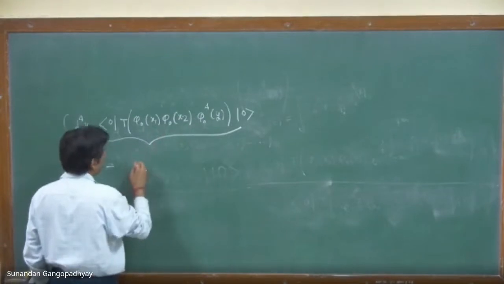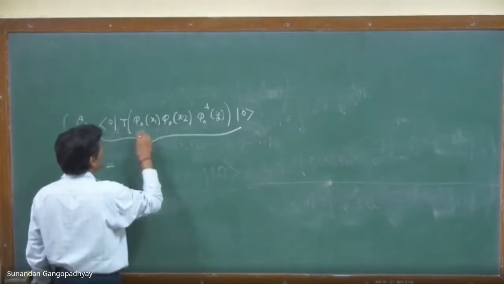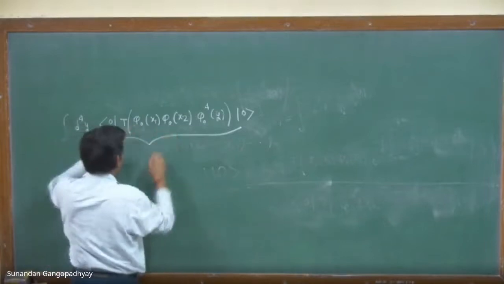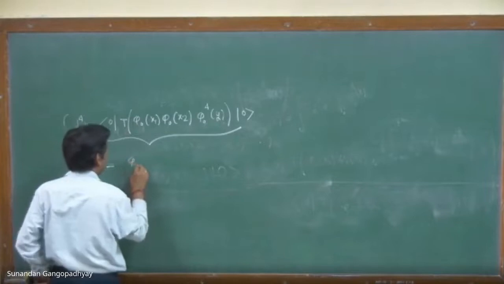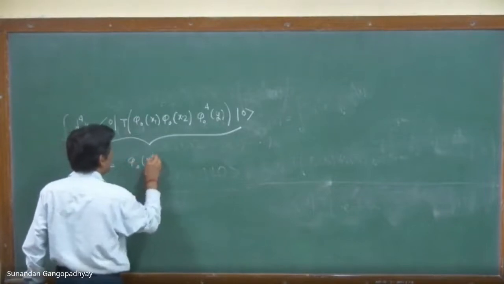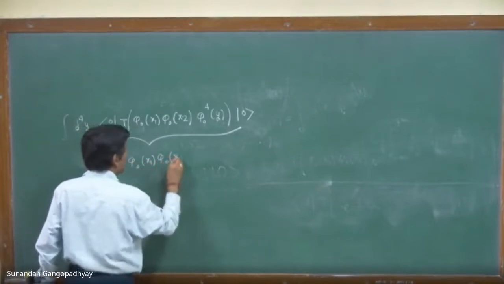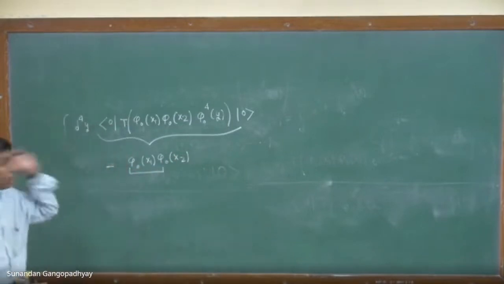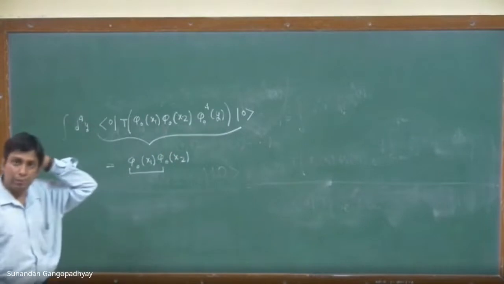So what you can do is contract this and this, so that will give you φ_0(x1) φ_0(x2), there is a contraction. But you cannot keep these uncontracted, you have to contract them.